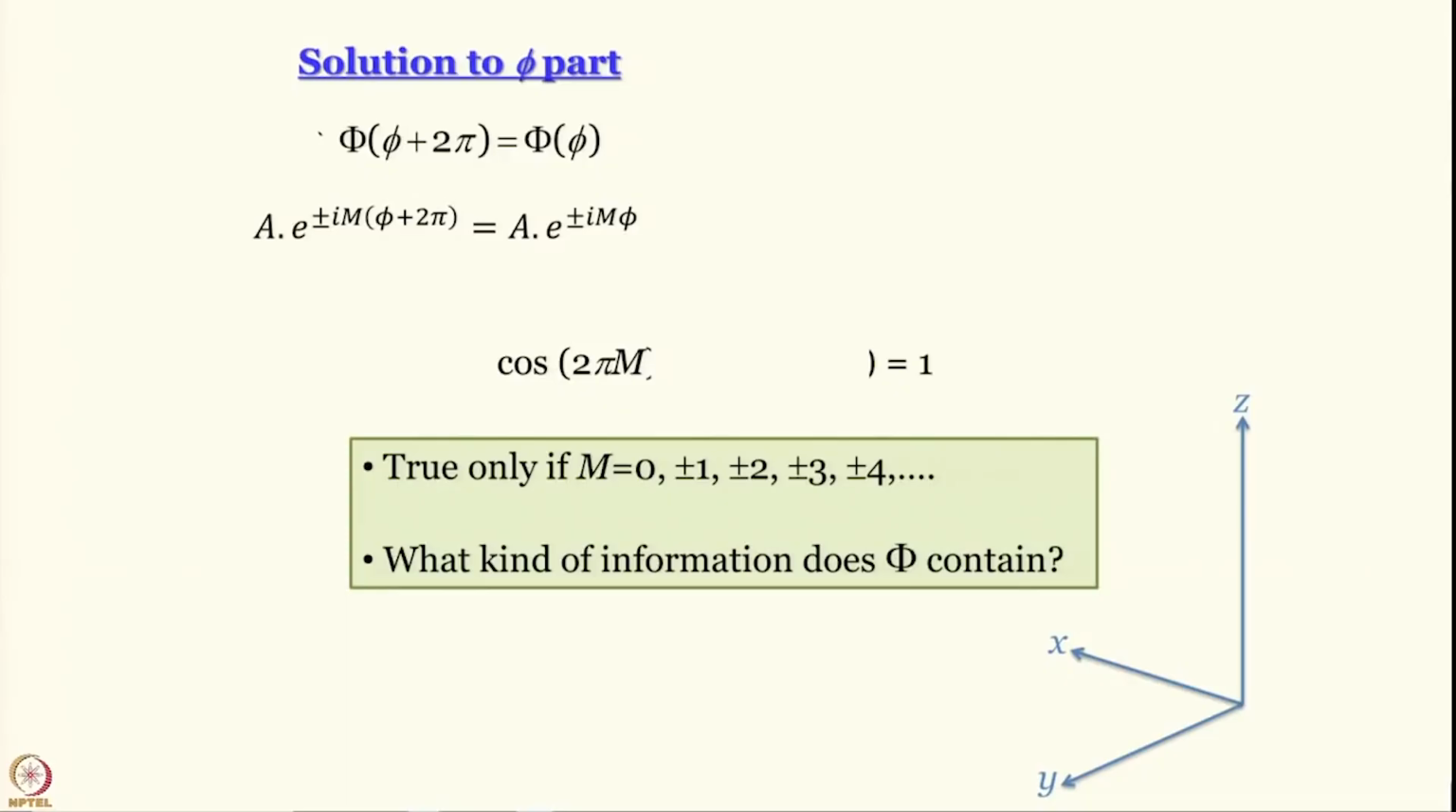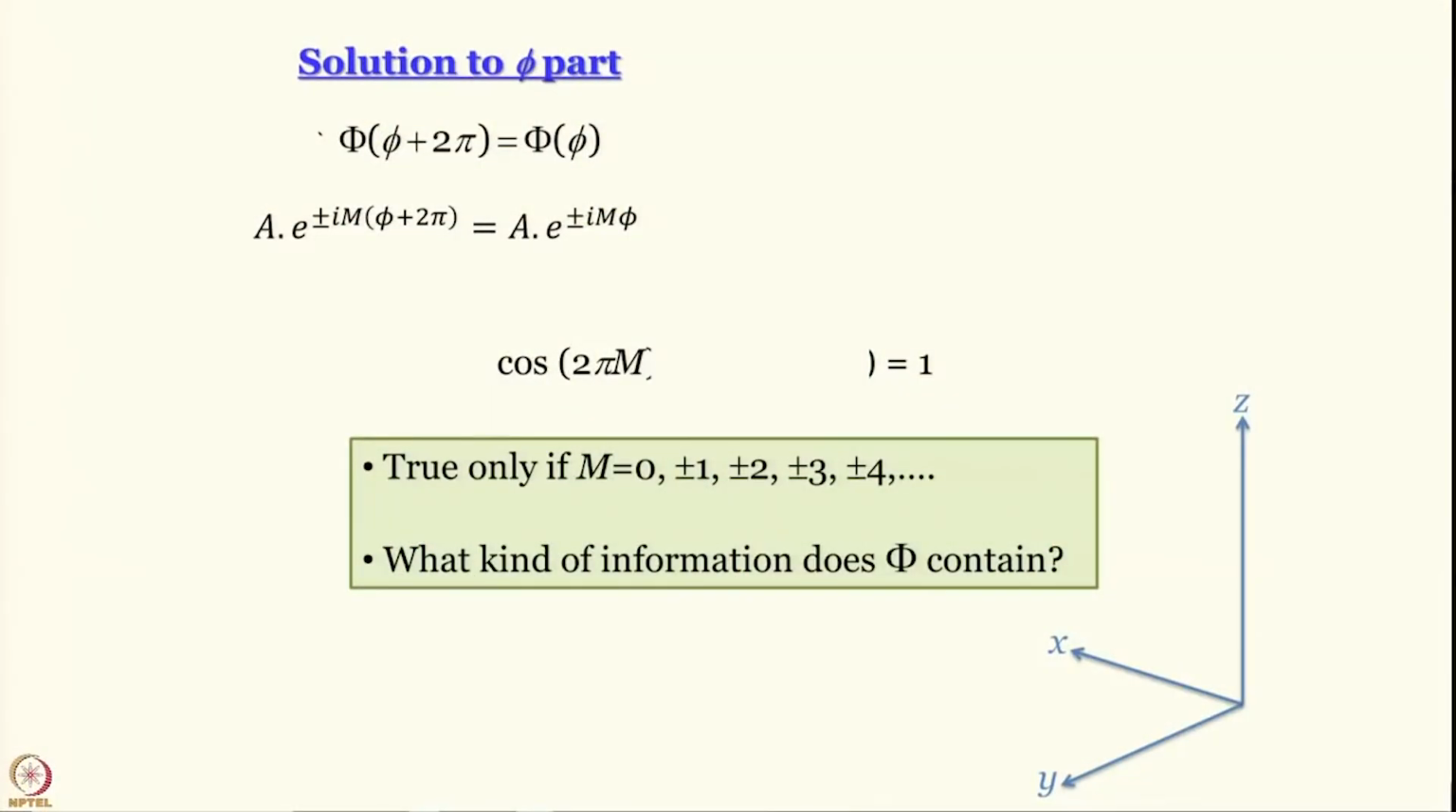From our knowledge of classical rotational dynamics, we know that if you have circular motion like this, then the angular momentum is normal to the plane of circular motion. So, here any change in phi, since it is tantamount to rotational motion in the xy plane, we can expect that the information that will be associated with this wave function capital phi should be the angular momentum in z direction.